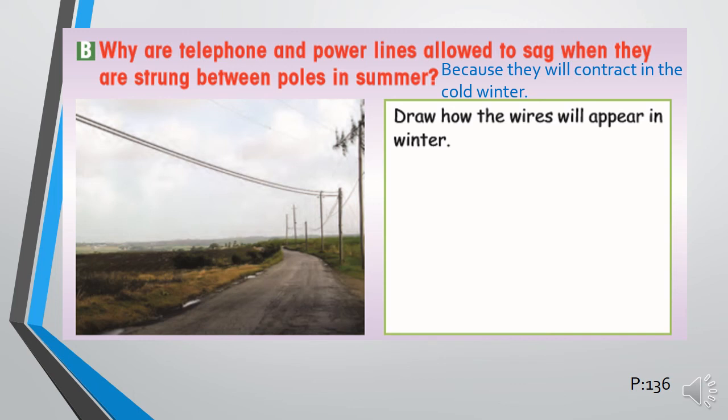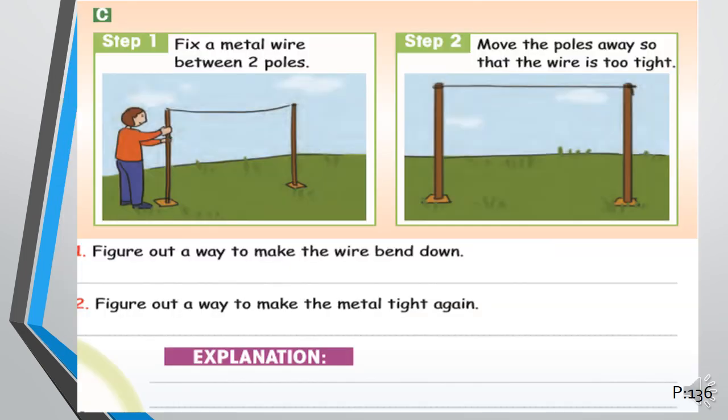Excellent. Can you draw now the wires, how they will appear in winter? First, I have to draw two poles. Then the wire will be straight or will bend down. In winter, they will contract. So they will become straight. Excellent. So the wires will appear in winter this way.